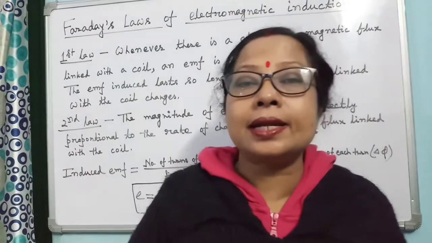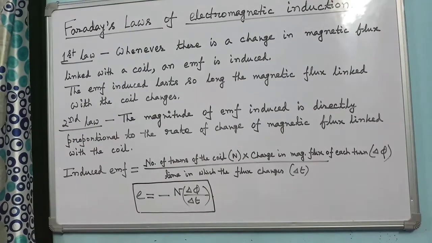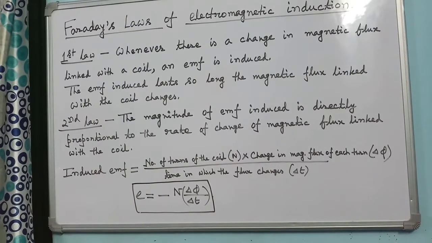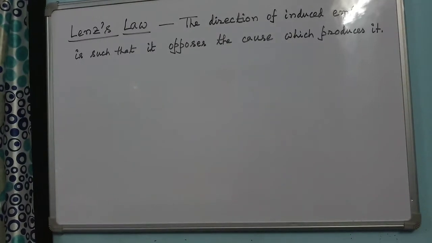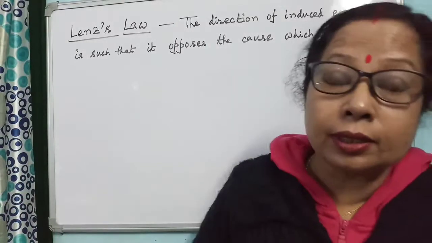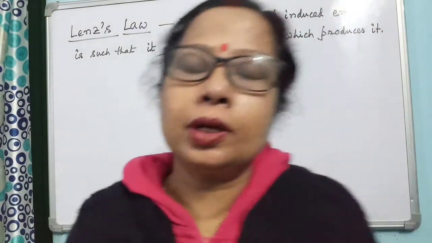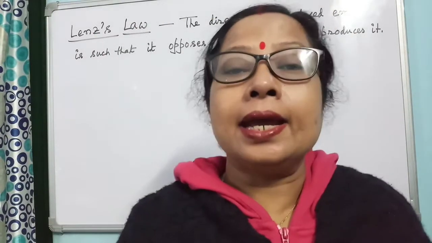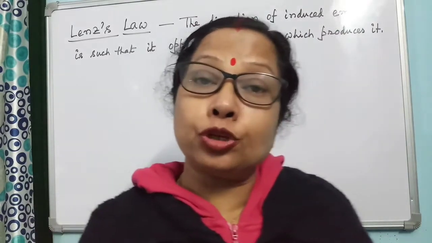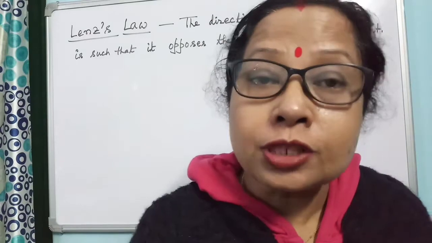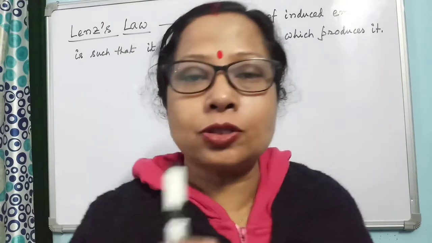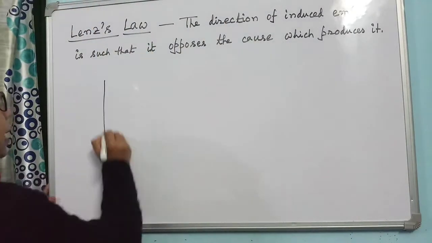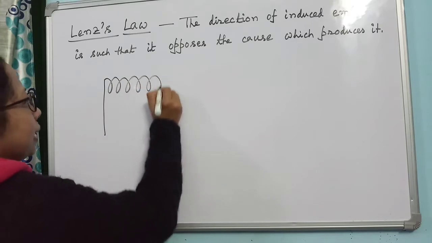And what will be the direction of the induced EMF? That is given by Lenz's law. Now, what is Lenz's law? Lenz's law, as I said, gives us an idea about the direction of the induced EMF. What does Lenz's law state? It states that the direction of the induced EMF should be such that it opposes the cause which produces it. So let us understand it from the experiment we have done first.